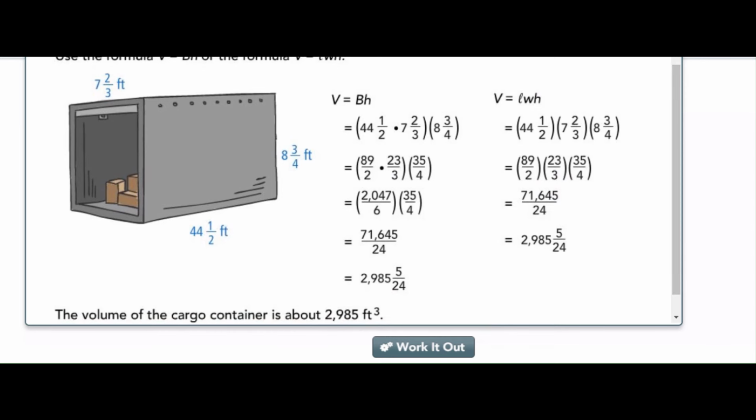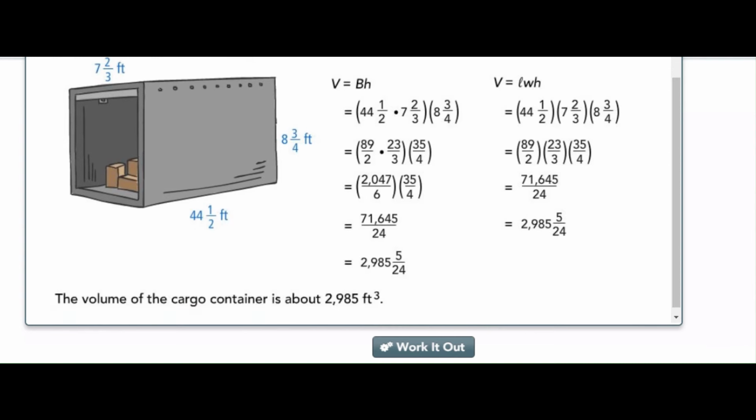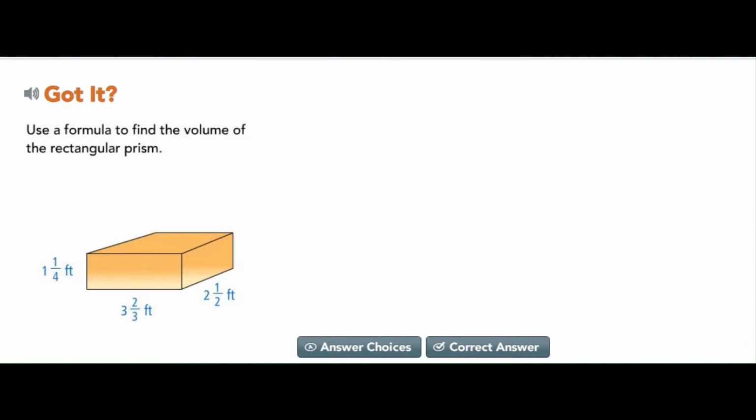So the base is just the length and the width of the base. And then you have the height. So either way, you get the same answer. And then you have to round to the nearest whole number, because that's what it said to do in the question. Only round if the question says to do so. And then you're going to use the same method to answer the last one in your digits book. And that's it.